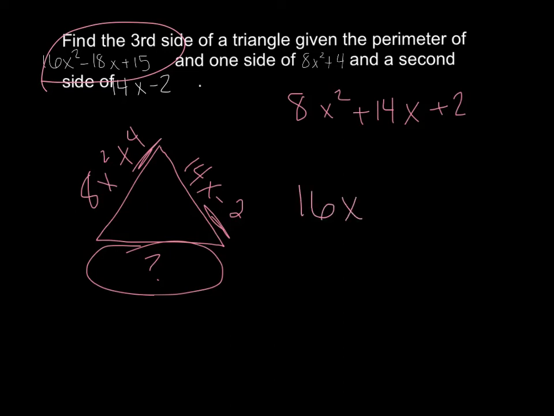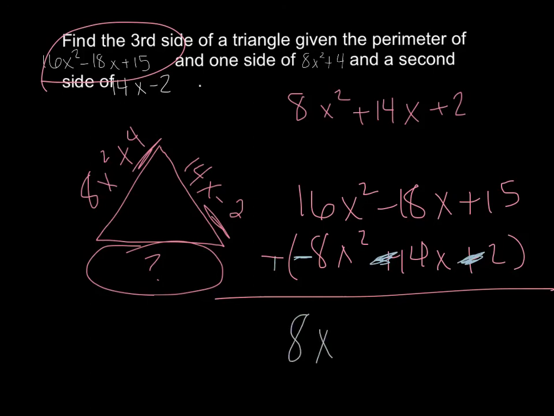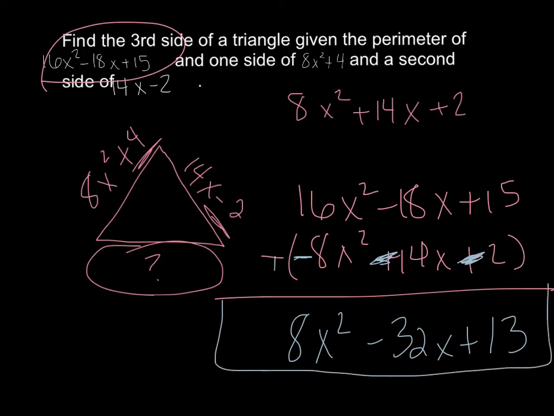So it was 16x to the second minus 18x plus 15. We're subtracting 8x to the second plus 14x plus 2. Remember, when we're subtracting, you change the sign. So this is negative, this is negative, this is now negative. Now we're adding. 16x to the second minus 8x to the second gives you 8x to the second. Negative 18x and negative 14x gives you negative 32x. And 15 and minus 2 gives you positive 13. So the third side is this. Add the other two and subtract them from the perimeter. That's how you find the third side.